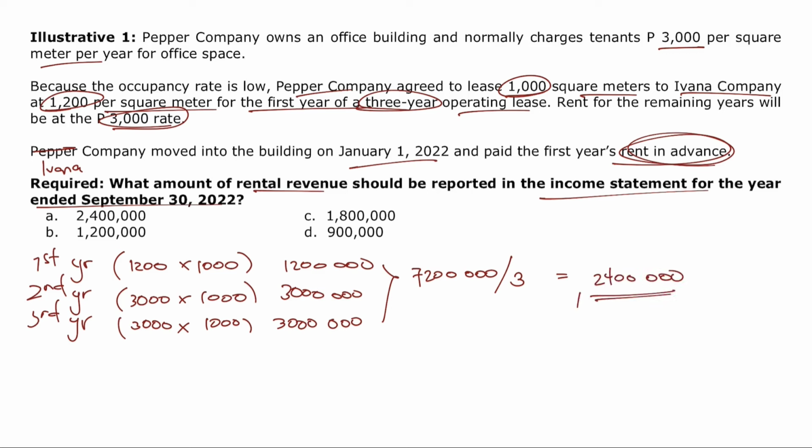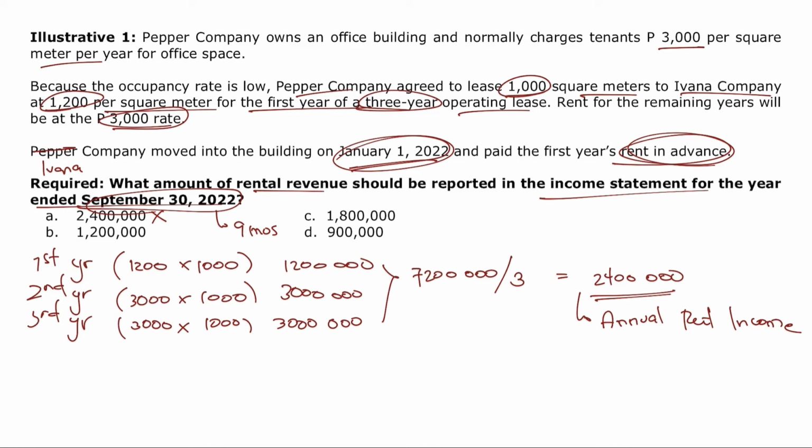So, 2.4 million now will be the annual, no? Again, this is the annual rent income. But 2.4 million or alpha is not yet the final answer. Sir, bakit naman? Because once again, ang year end ni Pepper is September 30 lang. Ibig sabihin, 9 months lang to. Okay? Kasi January 1, lumipat si Ivana eh.